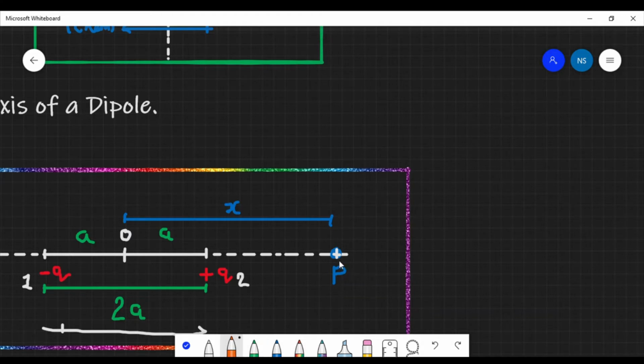Since the plus q charge is much nearer to this point P, it will repel this test charge, which is positive, and this charge is also positive. That's why it will repel it in this direction, and the minus q charge will attract it towards itself in this direction. Now we have named this minus q charge as charge 1, and the plus q charge as charge 2. Since the plus charge is repelling it in this direction, this one is the electric field due to 2, and this one is the electric field due to 1.